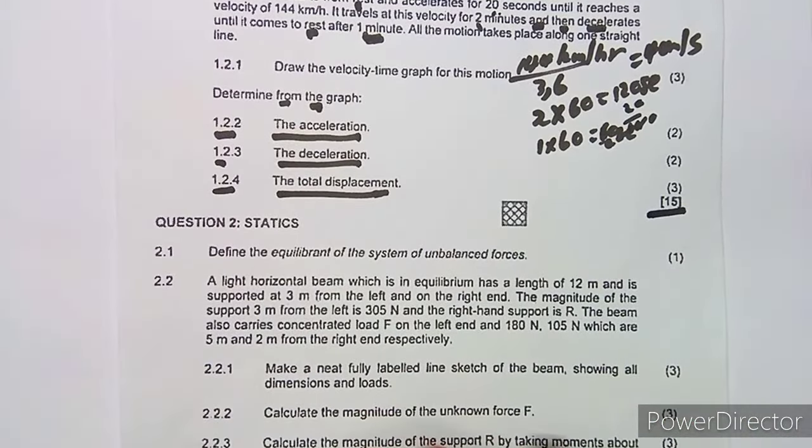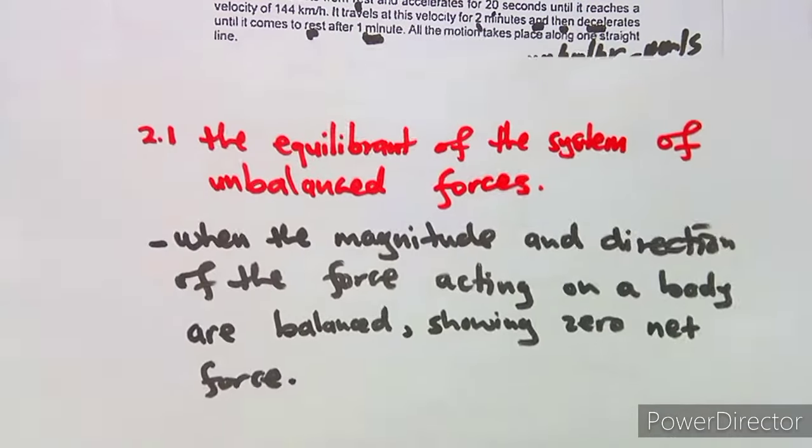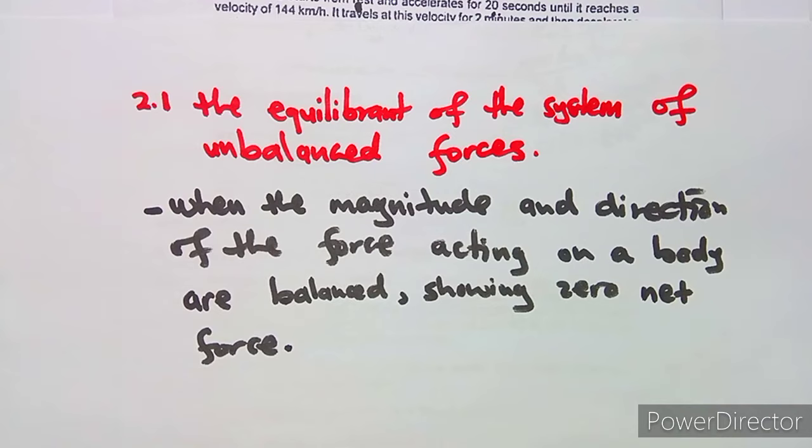On 2.1, you are now asked to define the equilibrium of the system of unbalanced forces, which is when the magnitude and direction of the force acting on a body are balanced, they're showing a zero net force.